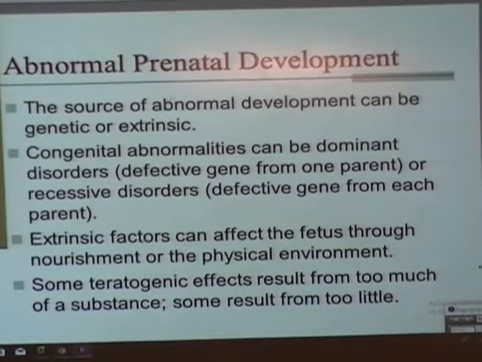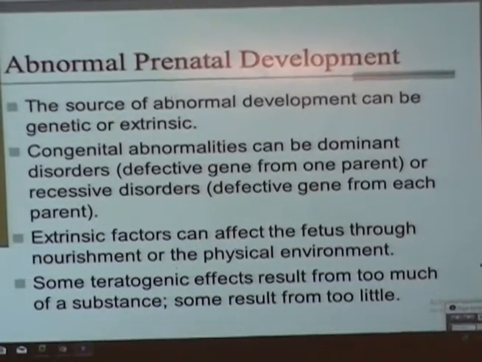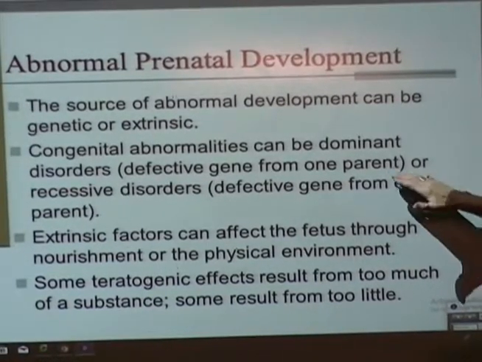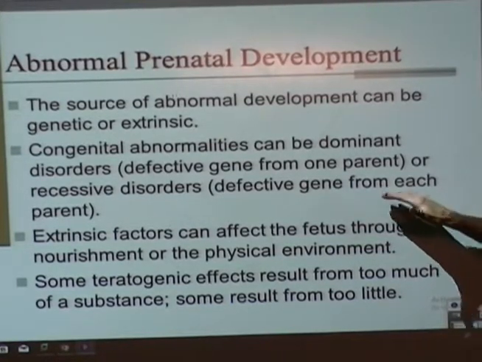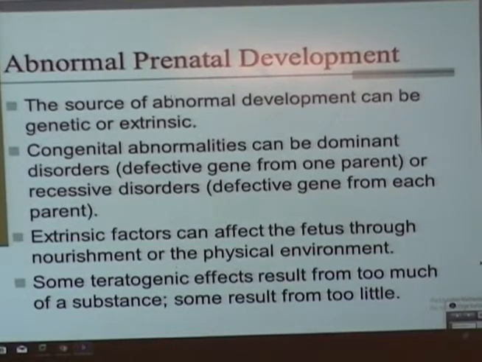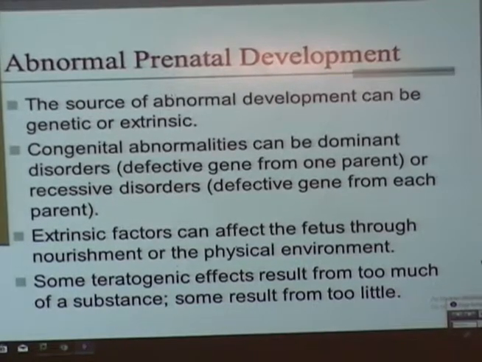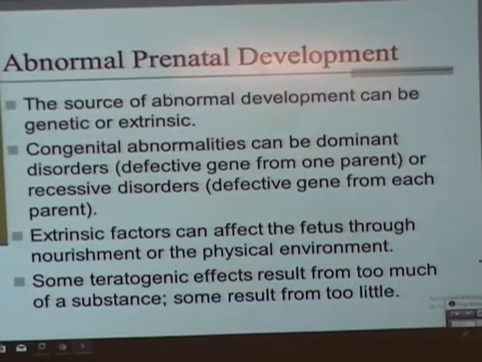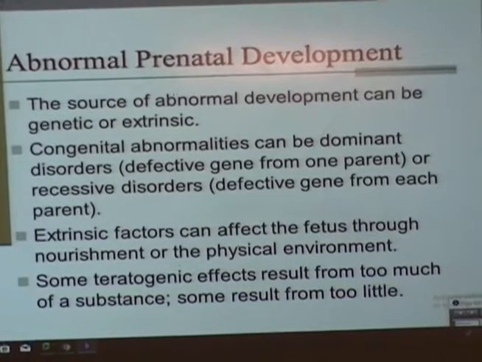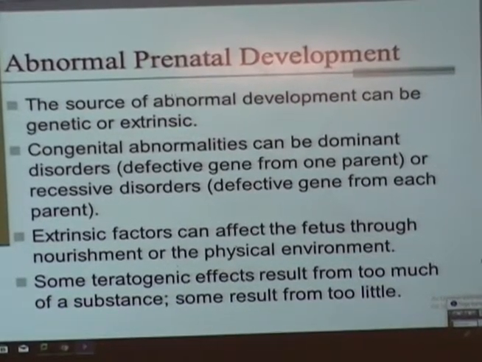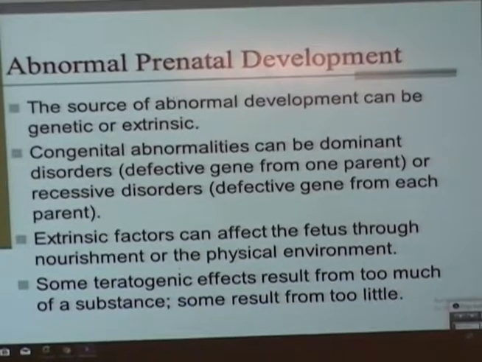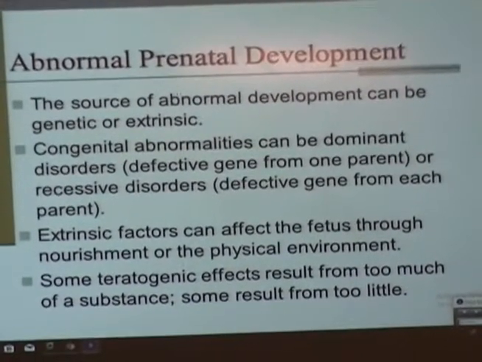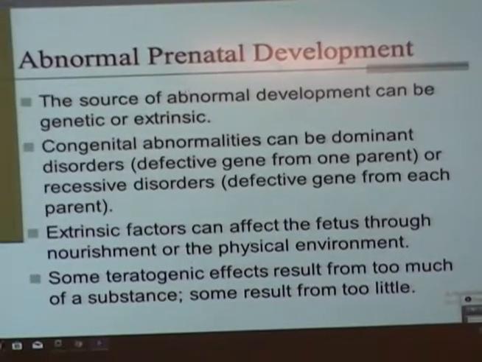Okay? Now, it can be a dominant disorder. That means it only had to be present in one parent. Or it can be a recessive disorder, which means both parents unfortunately carry the gene. And that can happen even with the statistical chance of meeting someone with the same genetic abnormality.